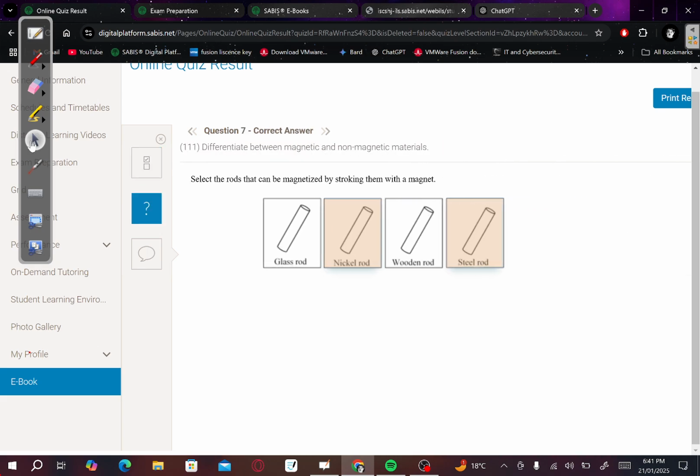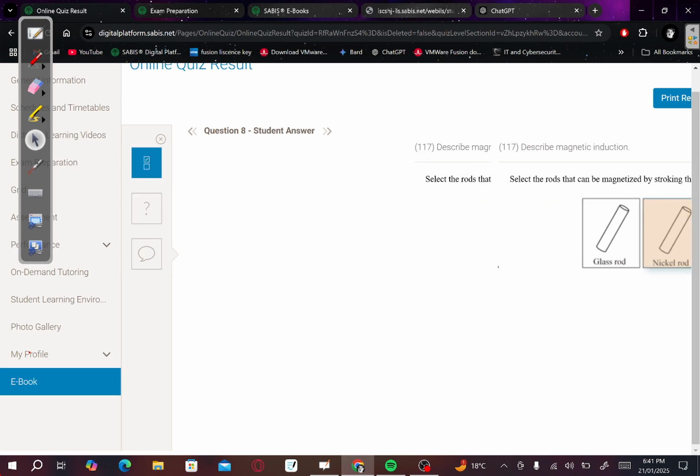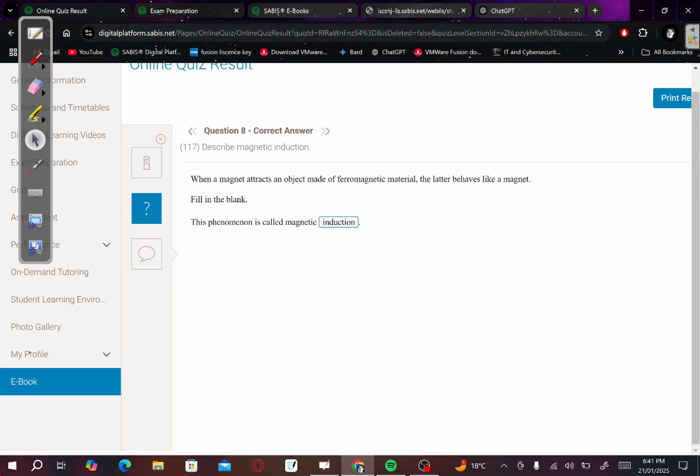Okay, question 7. Select the rods that can be magnetized by stroking them with a magnet. It's going to be nickel and steel. I don't feel like I have to explain this. It's going to be really easy. Question 8. When a magnet attracts an object made of ferromagnetic material, the latter behaves like a magnet. This phenomenon is called magnetic induction. This is what I was talking about.